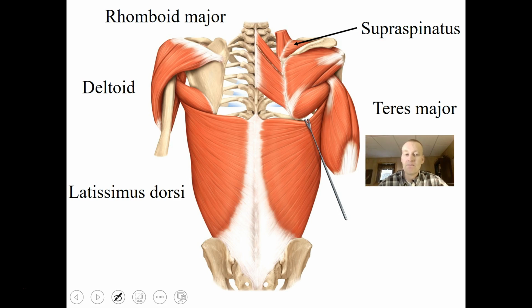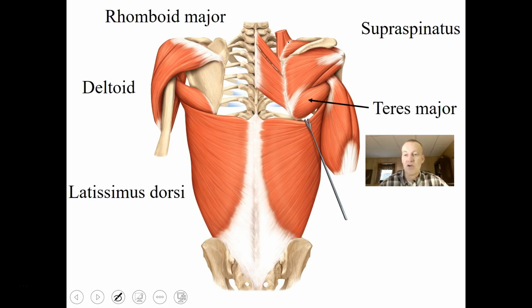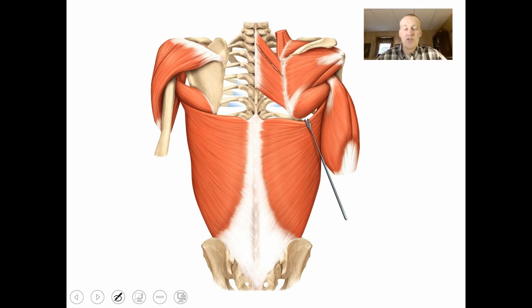So we have the supraspinatus. So this is going to allow you to do some strange things with your scapula. We then have the teres major, which allows you to pull your arm in toward the midline of your body. That's the teres major.